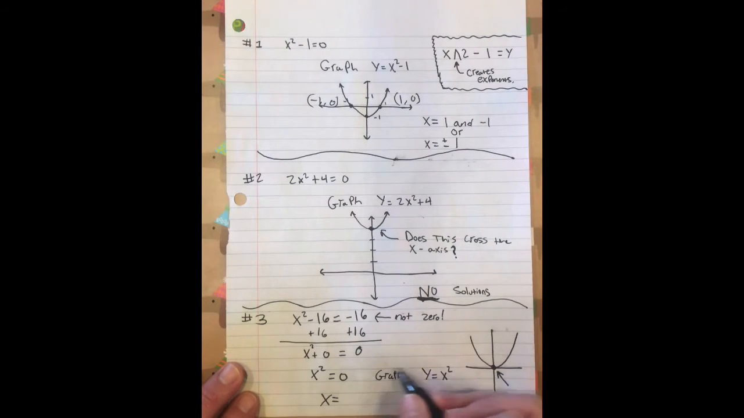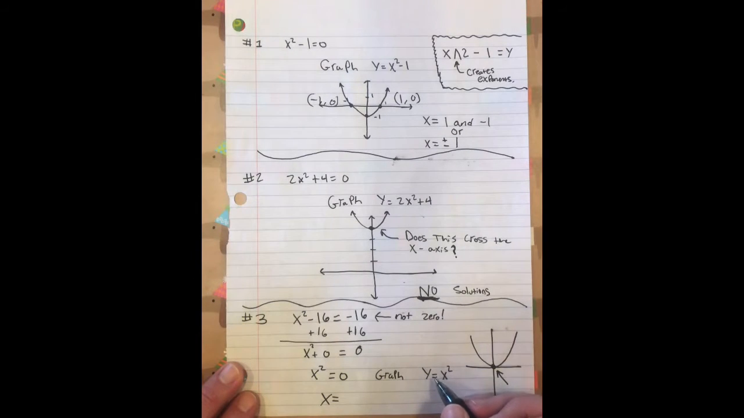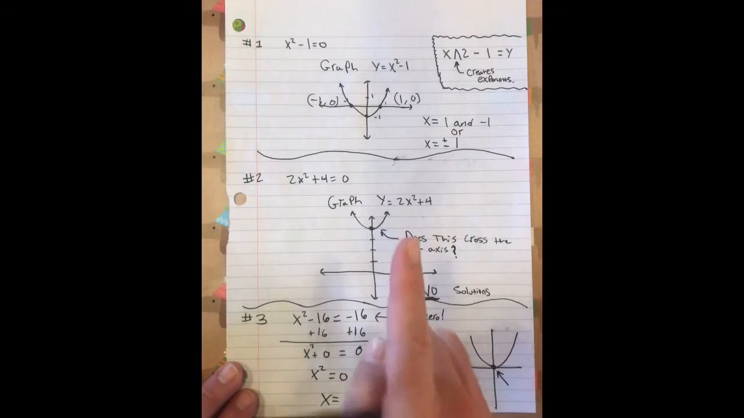So swap out the 0 for y and type in y equals x squared and graph and see what you get. You should get something that looks similar to this, with the gray point or the vertex being right there at the center, at the origin, 0, 0. So how many times does it cross the x-axis? It touches it right there one time. So we have one solution.